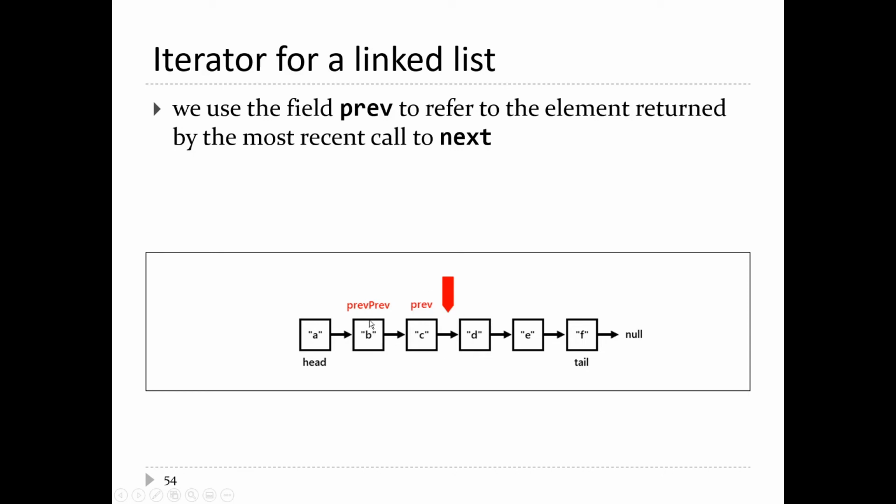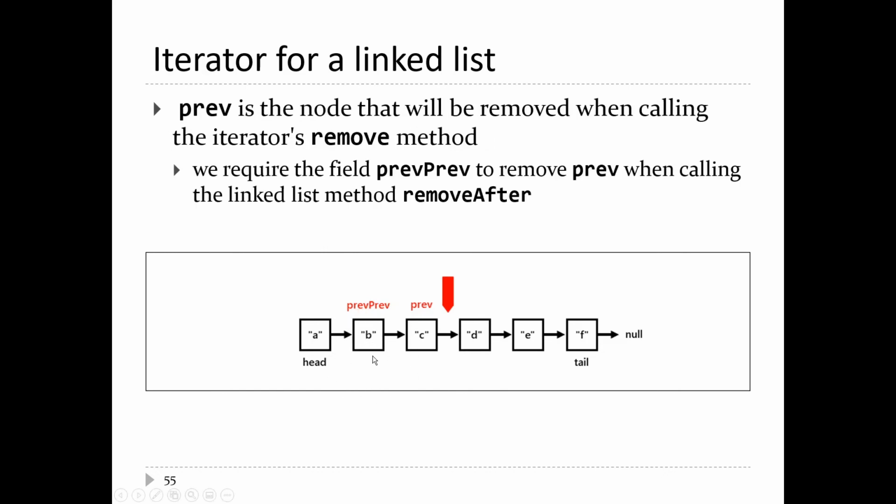Now the reason we want previous previous is because when we implement the iterator's remove method, we need to remove that node. Remember, to remove that node from a linked list, we need the node in front of it. So it's useful to keep track of that node using this variable. This slide just repeats what I just said. Previous is the node that's going to be removed when we call the iterator's remove method, and we need previous previous to actually remove that node.